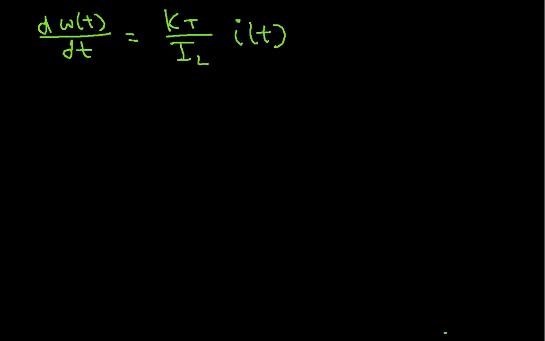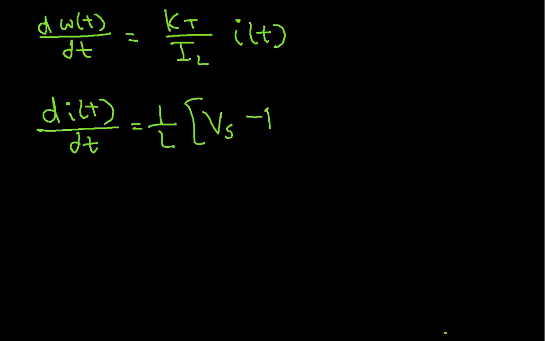Let's see, we have d omega dt is equal to kt over il times I of t, and we have di of t dt is equal to 1 over l times vs minus ri of t minus k sub b omega of t.